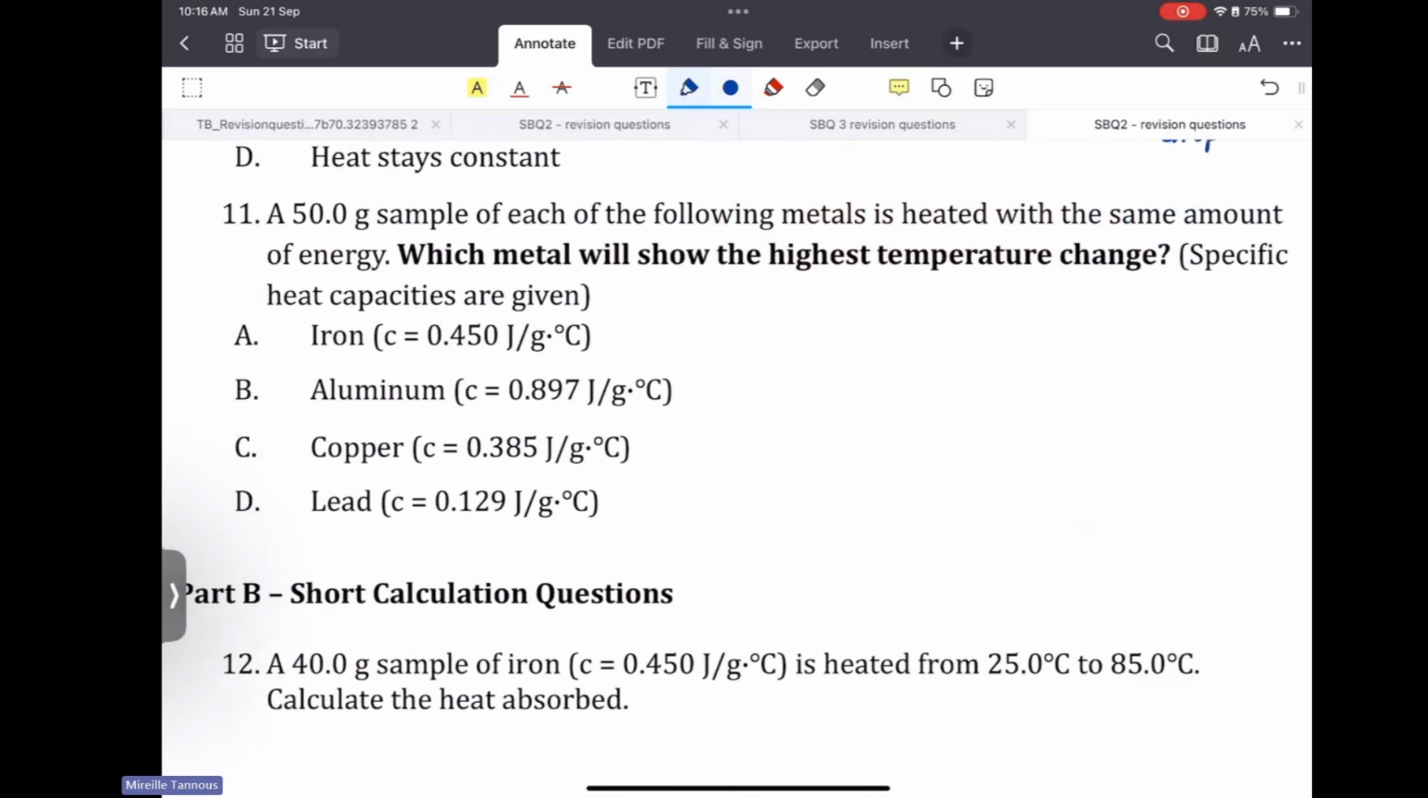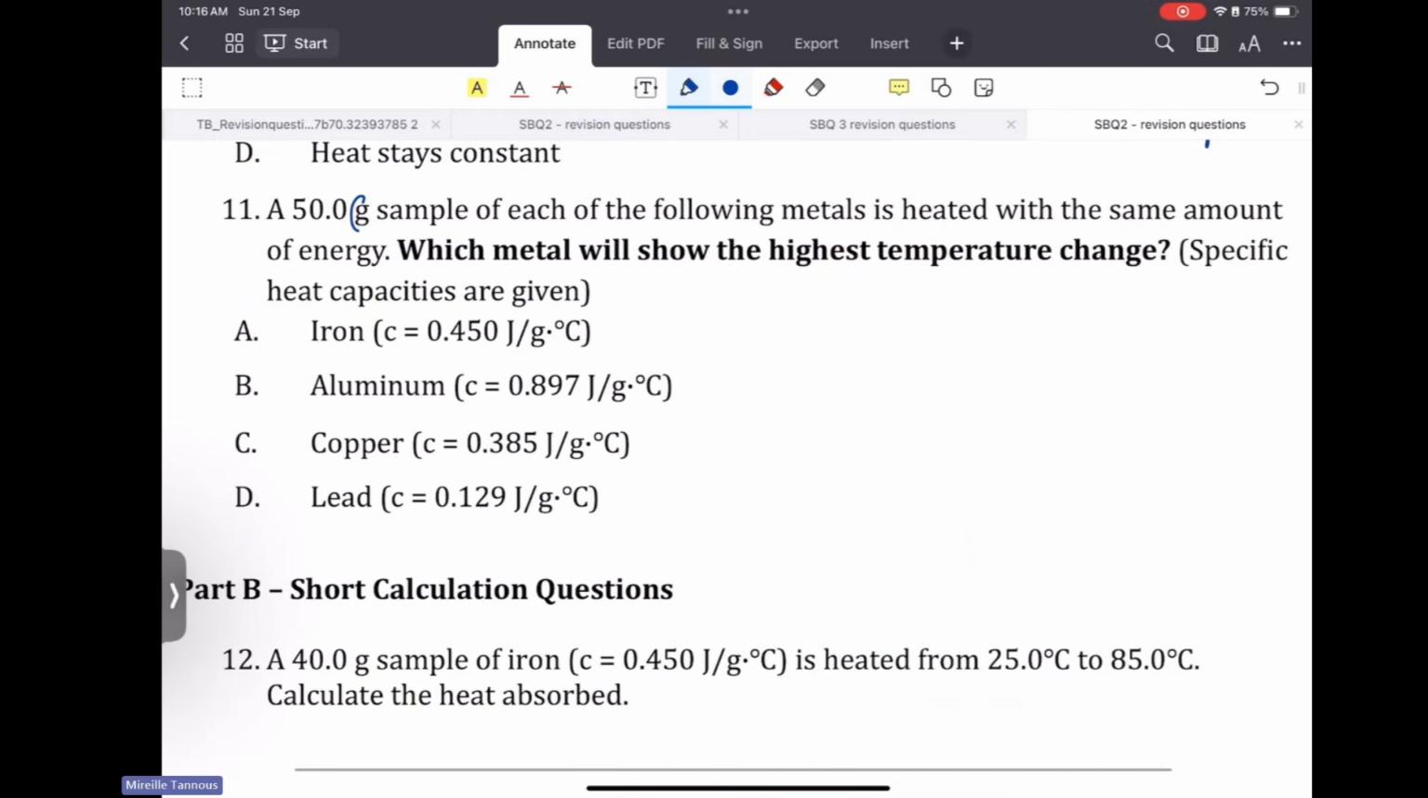Next, a 50-gram sample. Gram, it means that this is the mass of each of the following metals is heated with the same amount of energy. Which metal will show the highest temperature change? And here we are given specific heat capacities.